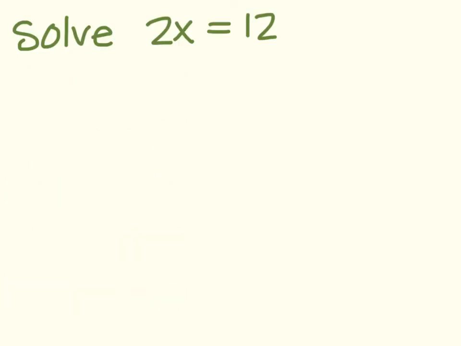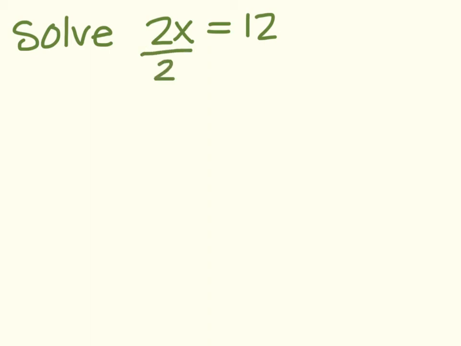Now let's begin to solve equations that involve multiplication or division. Let's solve the equation 2x equals 12. If we want to get x by itself, what do we need to do? 2x means 2 times x, so we need to reverse that process to get x by itself. We're going to divide this side by 2.